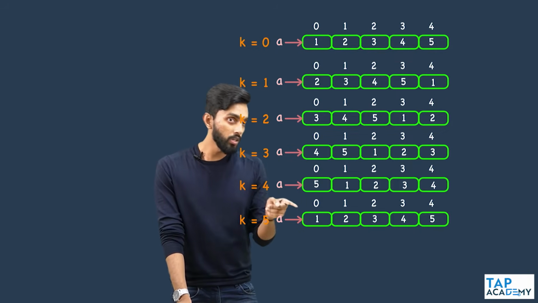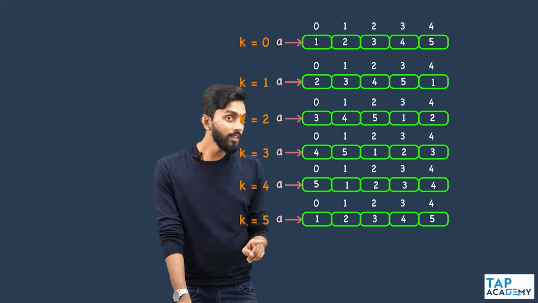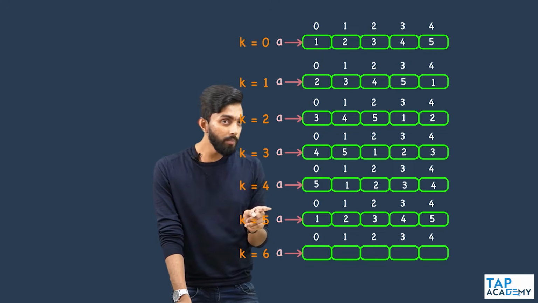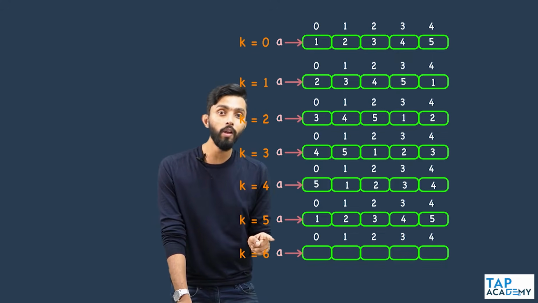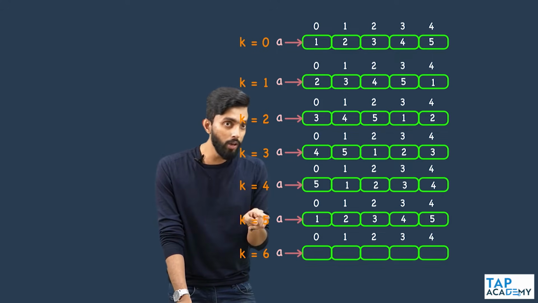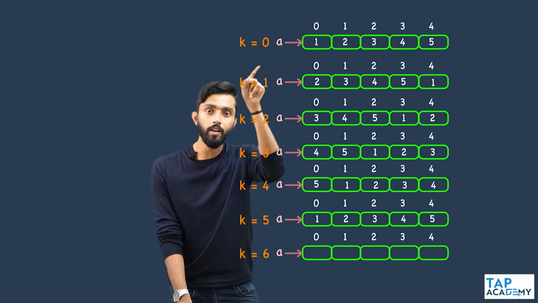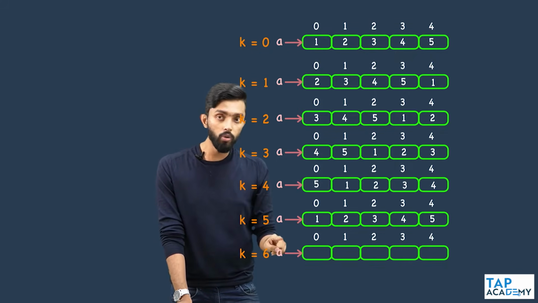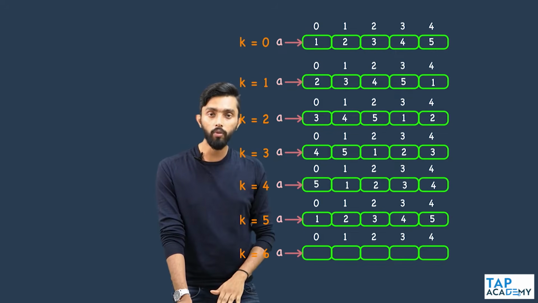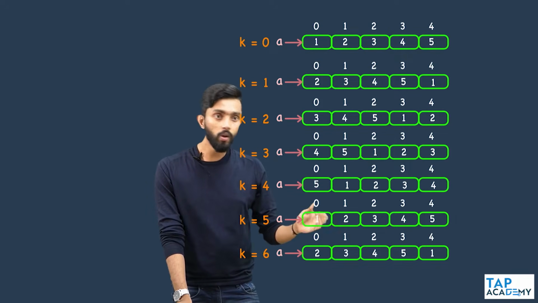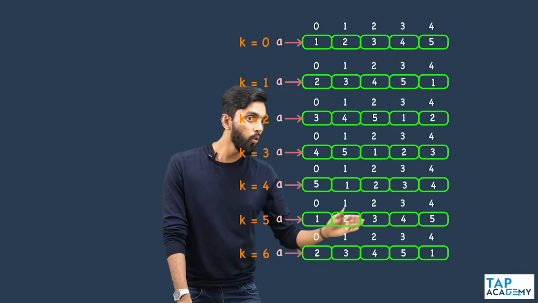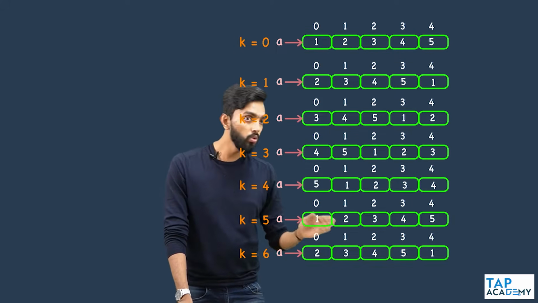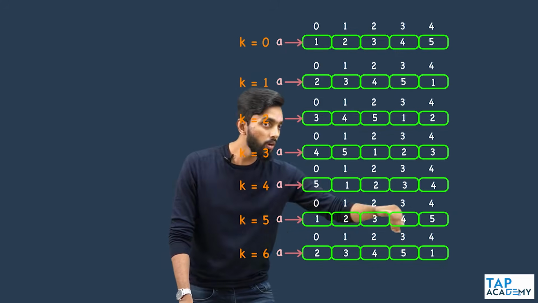Now I want you to focus. What if I rotate it 6 times? Now the number of times I am rotating has, for the first time, become greater than the number of elements I have. So far it was equal to the number of elements or lesser, never greater. Now it is greater. How will it look like if you ask me? This is how it will look like: 2, 3, 4, 5, 1. I hope you are able to understand.